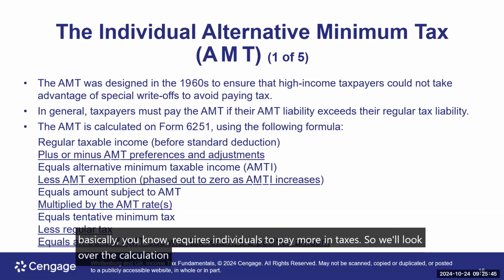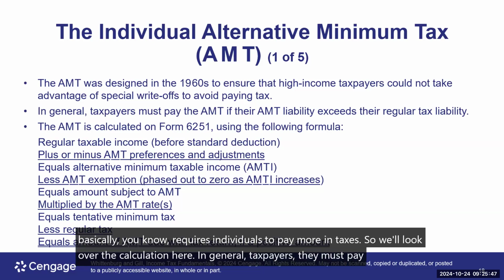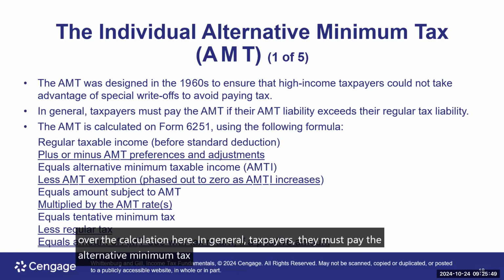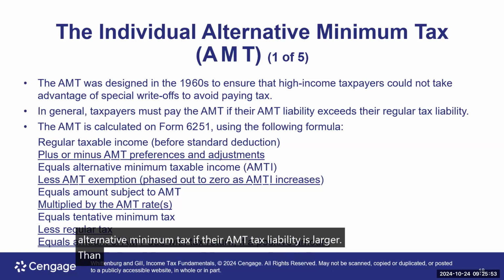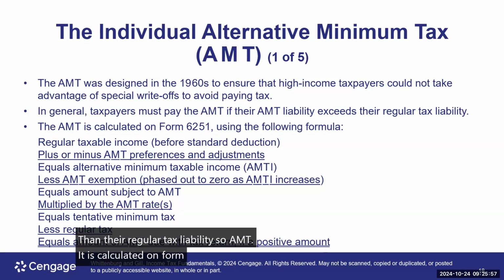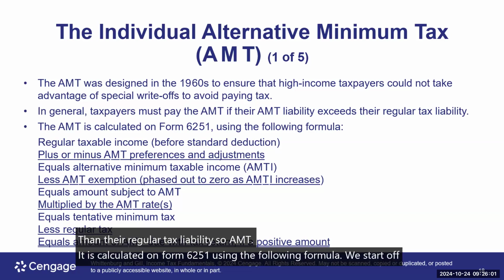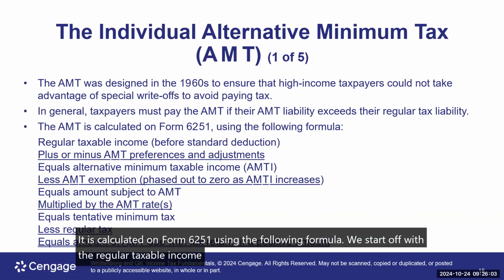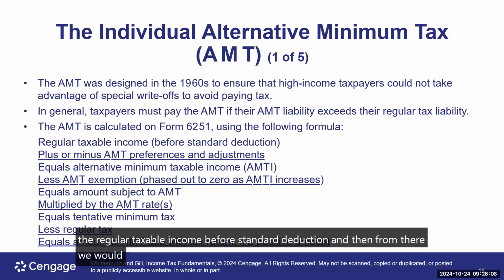In general, taxpayers must pay the alternative minimum tax if their AMT tax liability is larger than their regular tax liability. So AMT is calculated on Form 6251 using the following formula. We start off with the regular taxable income before standard deduction. And then from there, we would add or subtract the AMT preferences and adjustments. All right.